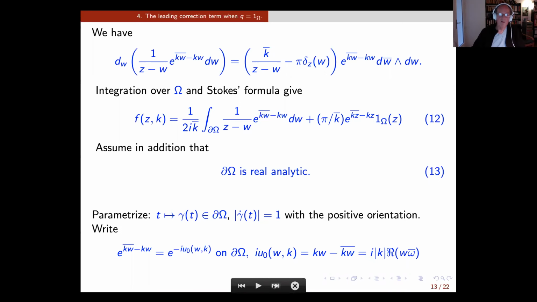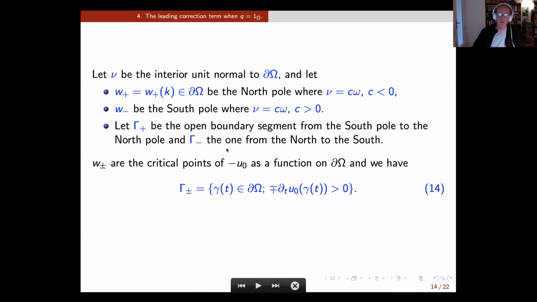And then what you find is the following. You take the interior unit normal to the boundary at any point on the boundary. You define the North Pole to be the point where the interior unit normal is equal to a positive multiple of omega, and the South Pole where it's equal to a negative multiple, and here it's a positive multiple. Then I will show you a drawing on the next slide.